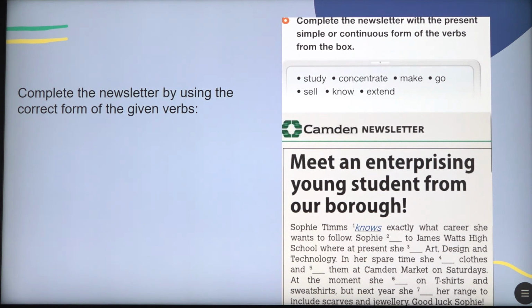So we've got study, concentrate, make, go, sell, know, and extend. You are going to try and put them in the correct forms.